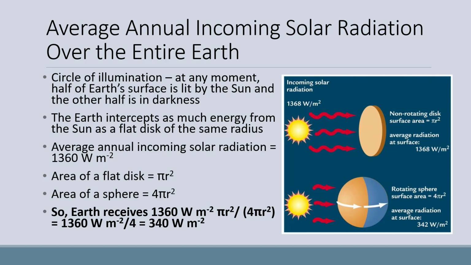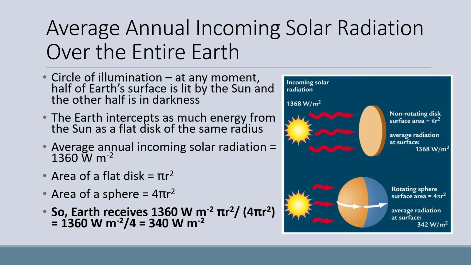First, you need to understand the circle of illumination. At any moment, half of the Earth's surface is lit by the Sun, and the other half is in darkness. The Earth intercepts as much energy from the Sun as a flat disk of the same radius, so even though the Earth is a globe, only half of it is lit. The average annual incoming solar radiation is 1,360 watts per meter squared.